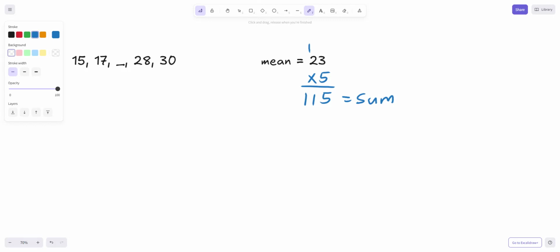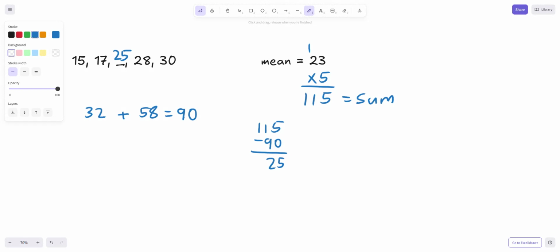Now, if I add up the 4 numbers, 15 plus 17 is 32, 28 plus 30 is 58, 32 plus 58 is equal to 90. So these 4 numbers add up to 90. All 5 numbers add up to 115. So if I subtract them, I get 25. So the missing number is 25.